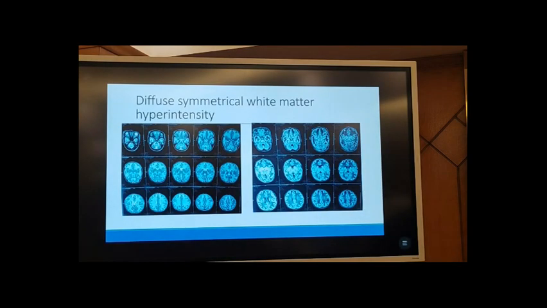This is the MRI of the patient. As you see, there is widespread change, it looks like a demyelination. There is diffuse symmetrical white matter hyperintensity in the brain. This was resulting from brain edema.